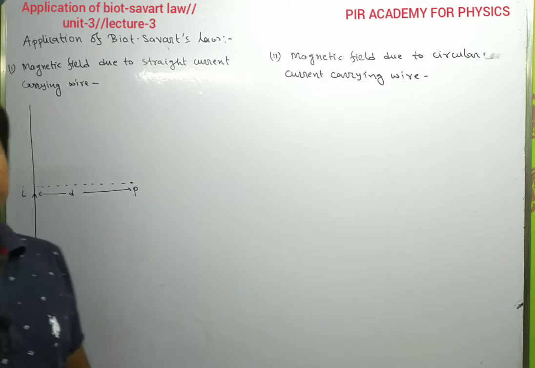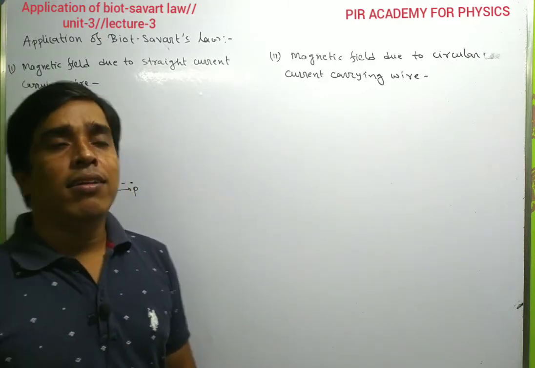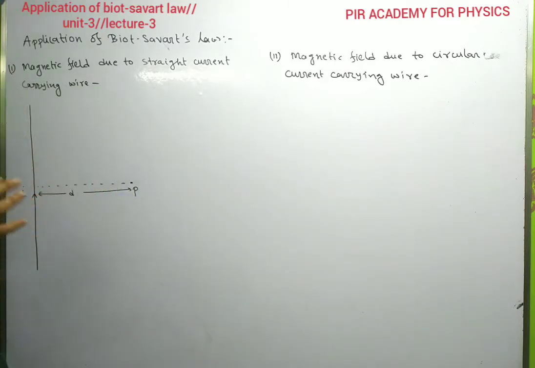In the previous lecture, we have learned that Biot-Savart law is applicable to a current element. So you have to choose a current element. So how to choose the current element? You have to take a current element dl at a distance L from this point. So go a distance L, then you have to take a current element dl. The direction of this current element is along this direction.